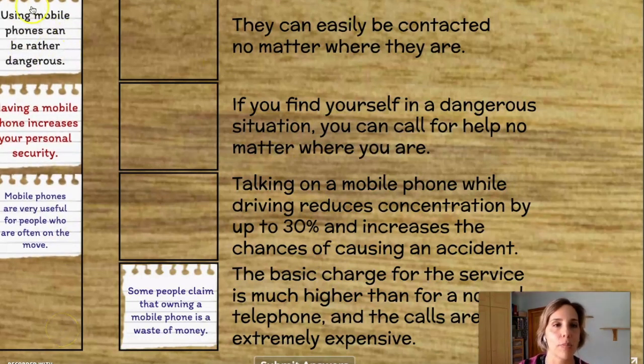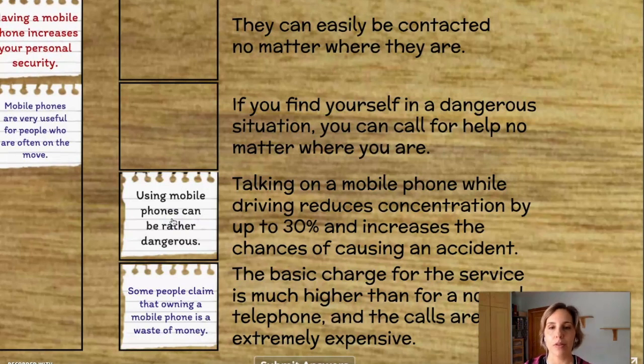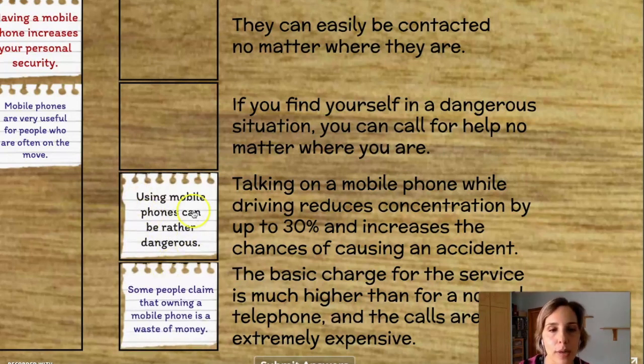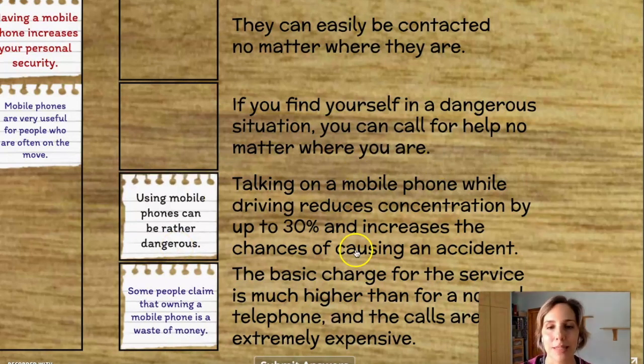For example, using mobile phones can be rather dangerous. So since we're talking about safety, maybe this should be the right one, because it reduces concentration and increases the chances of having an accident. So I'm not only saying mobile phones are dangerous, but I'm explaining why by giving you some data or some information. Having a mobile phone increases your personal security.